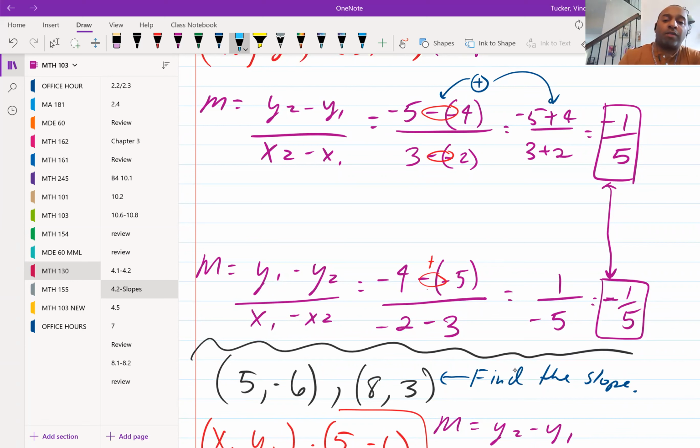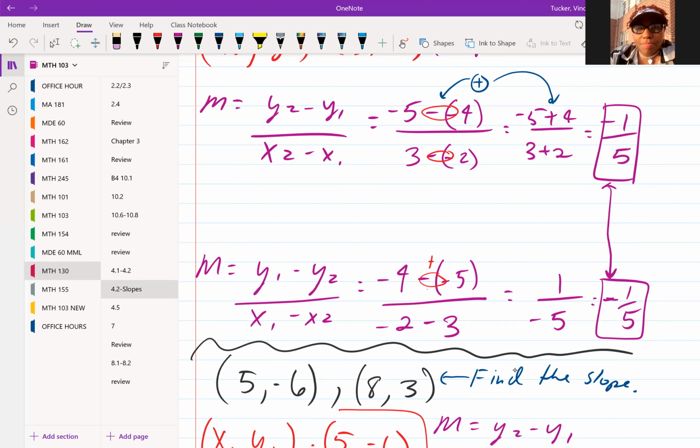You don't have to do both of them when you're doing your calculations. You only have to do one. I'm just showing you that as long as you stay consistent, if you use y2 first up top, make sure you use x2 first down bottom. Or if you use y1 first up top, make sure you use x1 first down bottom.